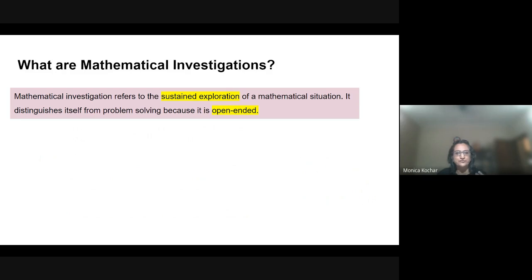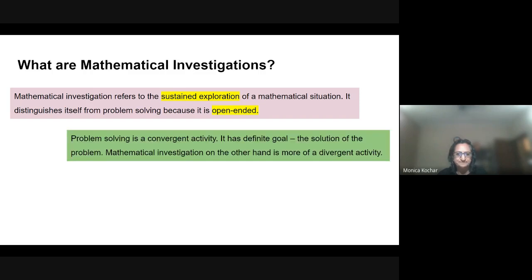What makes 4? Or give me 4. So I can give you 4 pencils, 4 sharpeners, 4 fingers. I can give you 4 hugs. That's 4. So that's a bit of open-ended exploration. Problem solving is convergent. It has a definite goal. I want to get to the answer. Investigation is divergent. It opens. I want to get to as many solutions as possible.